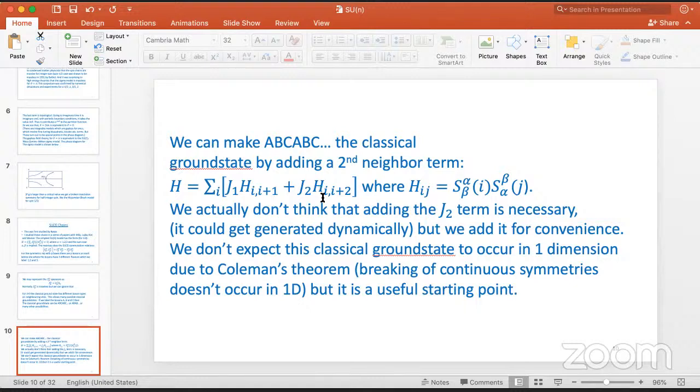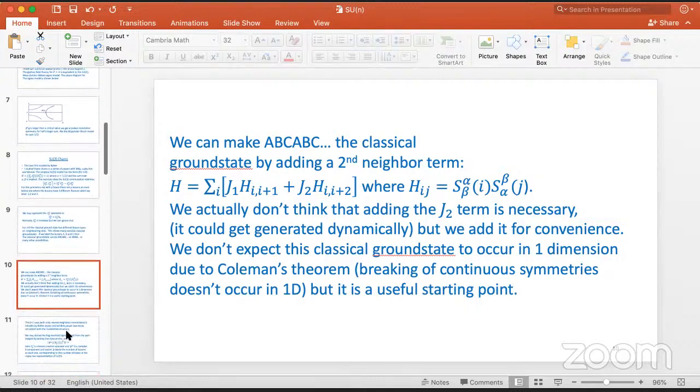So we actually don't think that adding the J2 term is necessary. It could get generated dynamically, but we add it for convenience. I should stress, we don't expect this classical ground state to actually occur in one dimension due to Coleman's theorem. Breaking continuous symmetries doesn't occur in one dimension, but it's a useful starting point. So it's useful to perturb away from this broken symmetry phase, which is similar to what Haldane did.